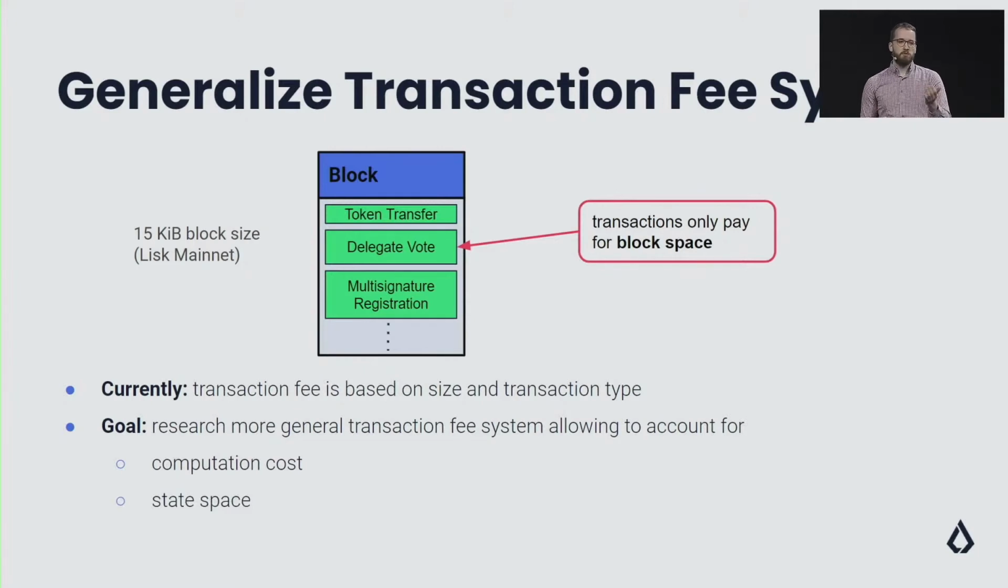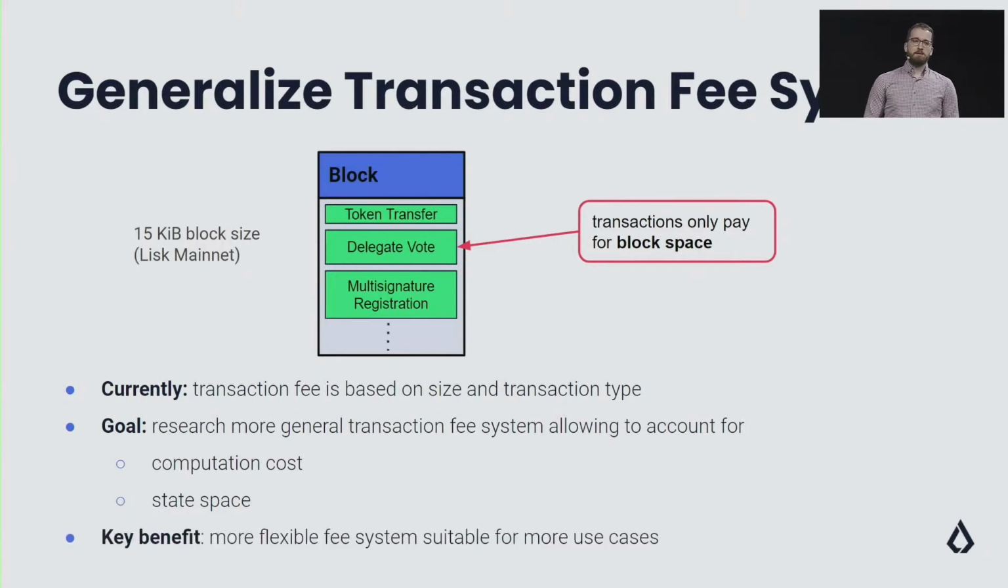For state space, for example, if you look at the multi-signature registration, with this transaction you register a set of keys, and they are stored as part of the state of the blockchain. And this should also be sufficiently accounted for. The key benefit is that with this more flexible fee system, sidechains can cover even more use cases. But of course, if this is not needed, they still could go back to the simpler fee system, which is only based on the byte size of the transaction.